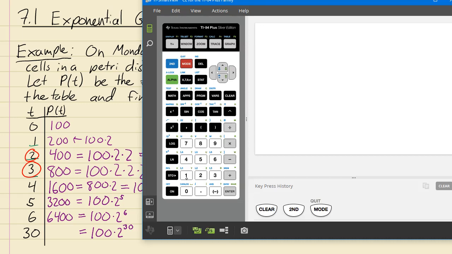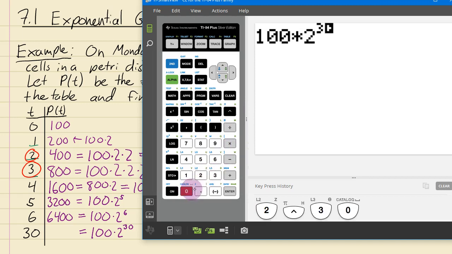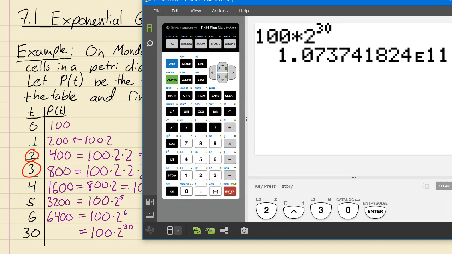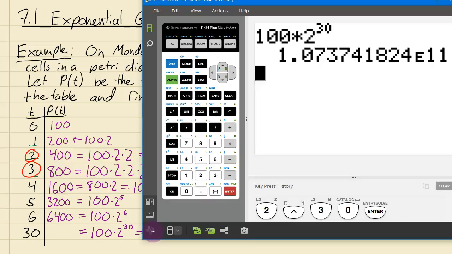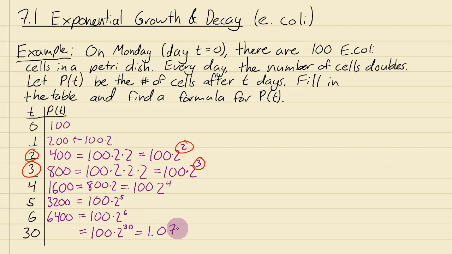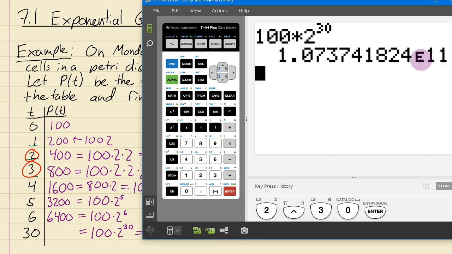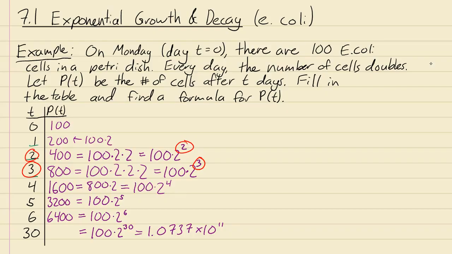So here's the calculator. We're just going to do 100 times 2 to the power 30. And you get this. This means 1.0737. Let's round it off to 4 decimal places, I guess. But remember, the e means to the power 11. So that means this is, it means times 10 to the power 11, excuse me. That's what the e thing means. It's scientific notation.